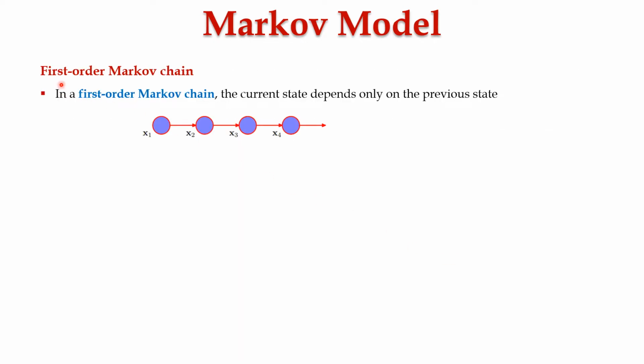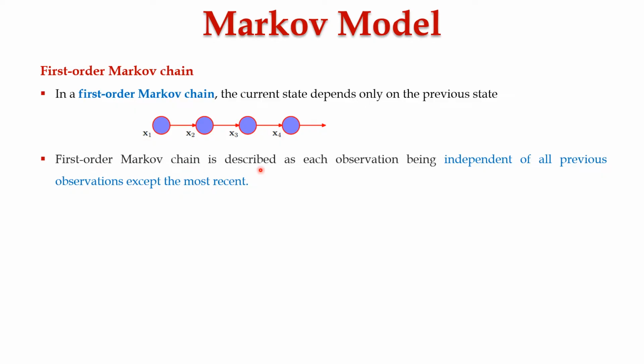Now let's learn about first order Markov chain. In first order Markov chain, the current state depends only on the previous state. That is, let's consider the data points x1, x2, x3 and x4. Here the current state of data point x4 depends on the previous state, that is x3 data point. Now this x3 data point depends on the previous state, that is x2 data point. Similarly, x2 depends on the previous state, that is the data point x1.